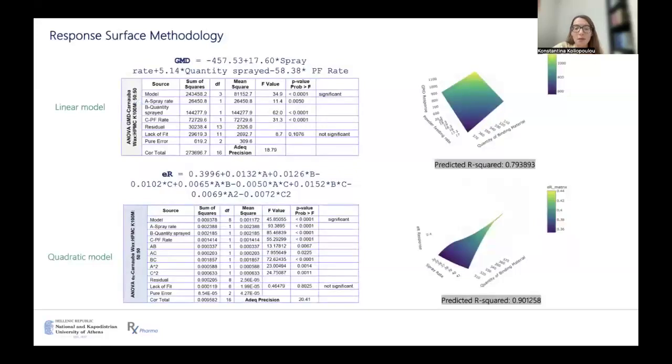In the original RSM approach, experimental responses were fitted to linear and quadratic functions respectively. An ANOVA summary for each response shows the statistical significance of its model, with the relevant equation displayed on the slide. Response surfaces generated from RSM models are also plotted to illustrate these relationships.